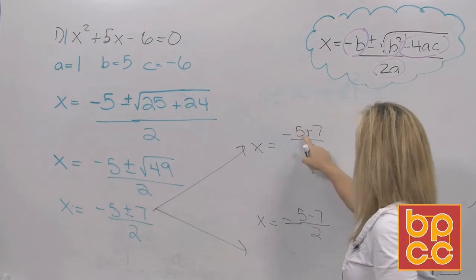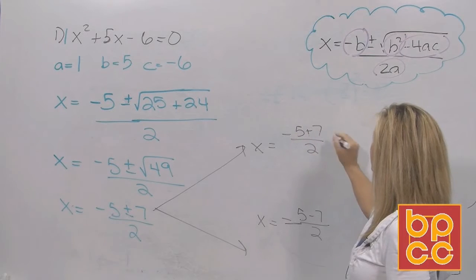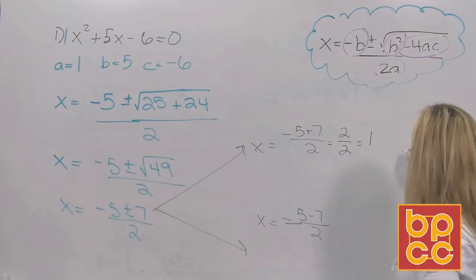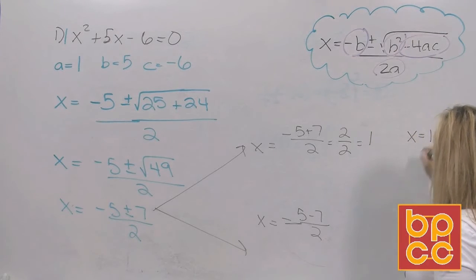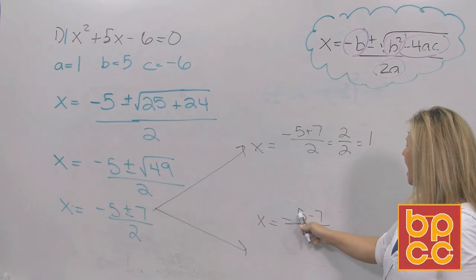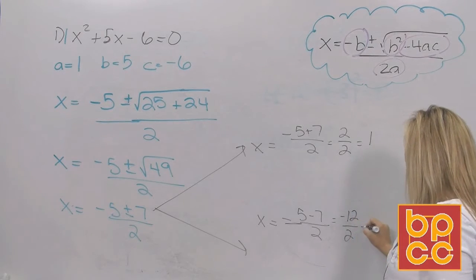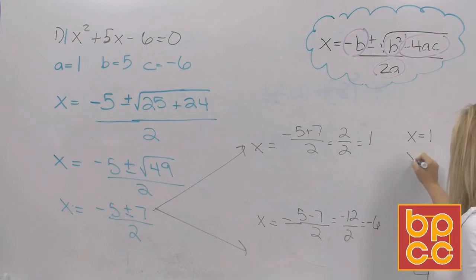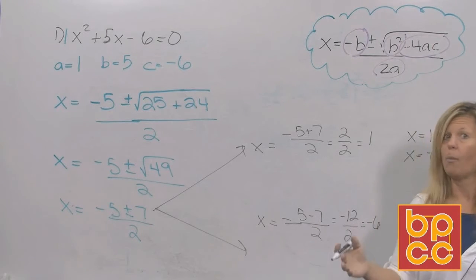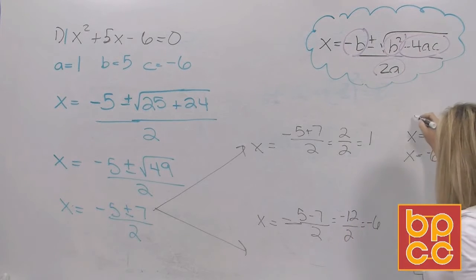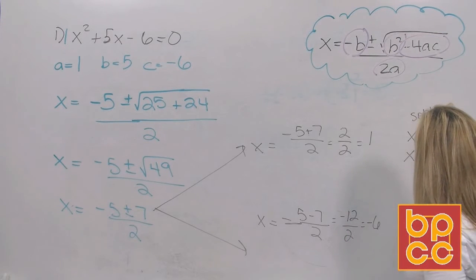So now we'll work our numerator. -5 plus 7 is 2, and 2 divided by 2 is 1. There's your first solution. X equals 1. -5 minus 7 is -12, and -12 divided by 2 is -6. There's your second solution. As we talked about this whole module, we should always have how many solutions? 2. So these are our solutions.